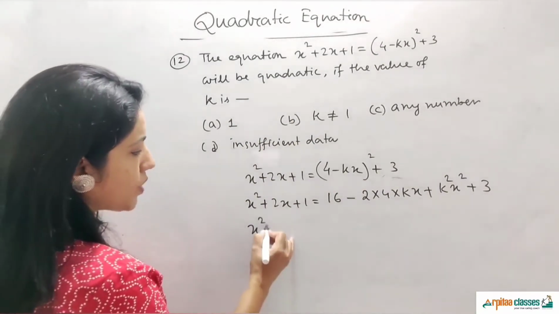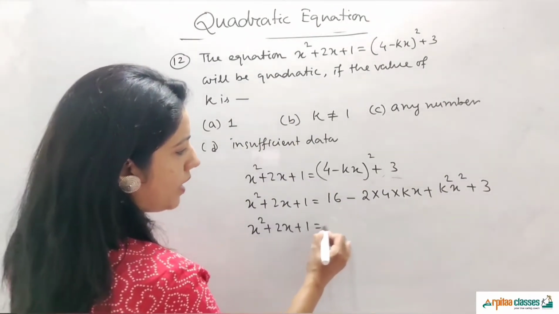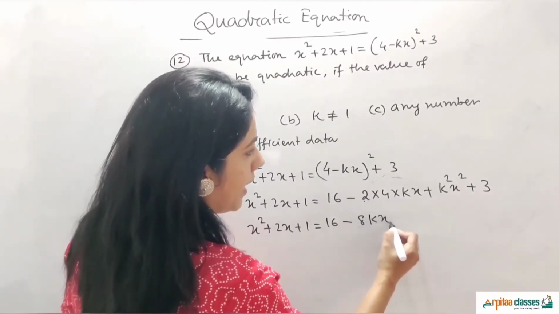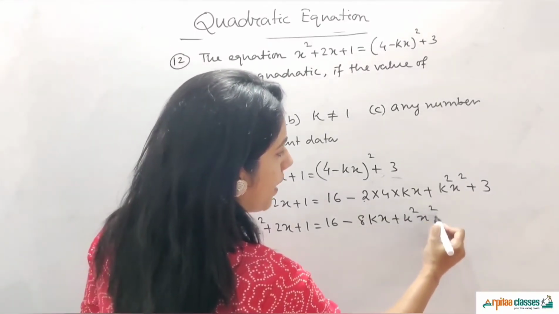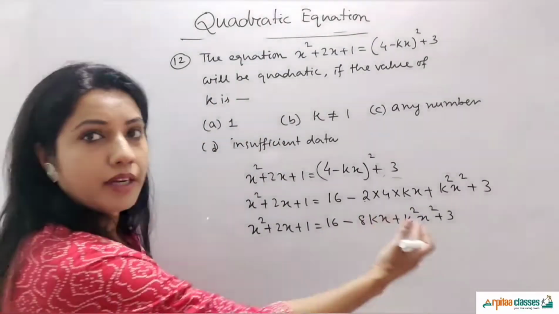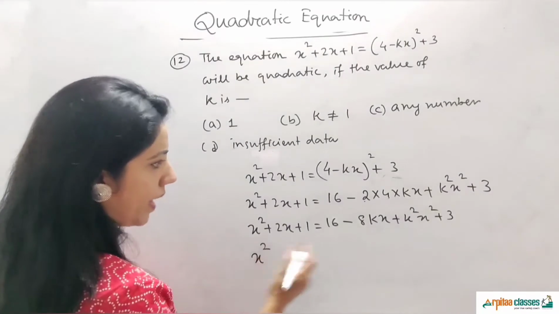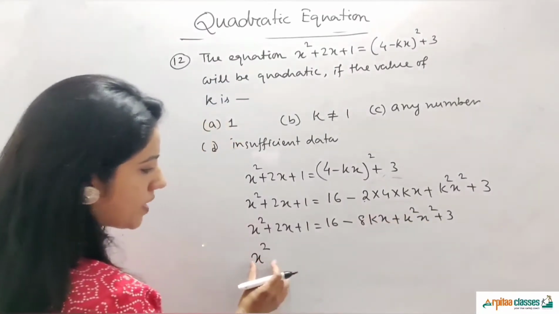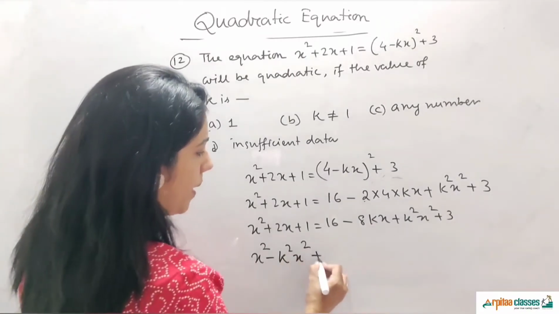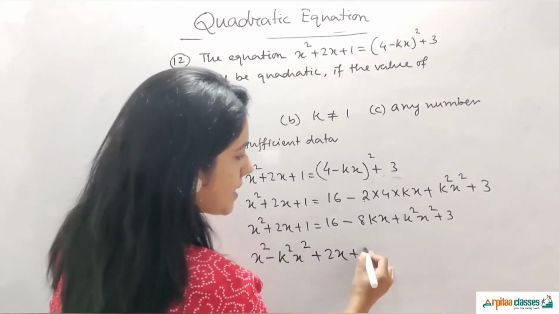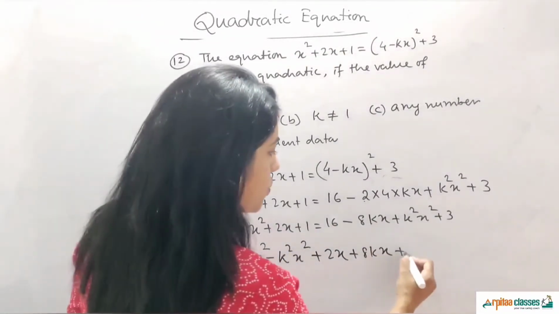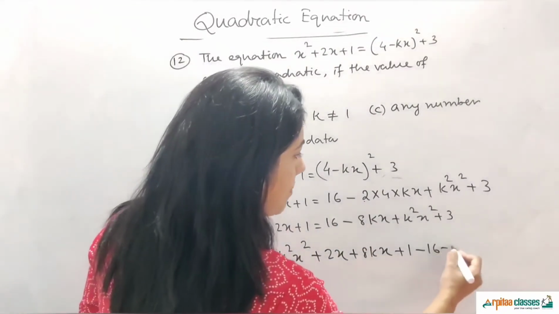So we are getting x square plus 2x plus 1 equal to 16 minus 4 into 2 is 8kx plus k square x square plus 3. Now let's get all the terms in the left hand side and make the right hand side 0. So it's x square, I'm taking k square x square just beside this. So that is minus k square x square plus 2x plus 8kx. I'm taking the like terms together, and then plus 1 minus 16 minus 3.